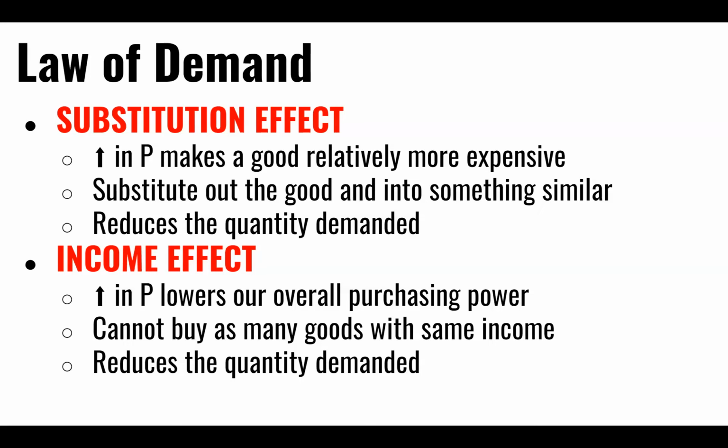There's also this income effect. As the price rises, our overall purchasing power is diminishing. I can't buy as many goods as before because the price rising has made me poorer in real terms. And so when the price rises, the quantity demanded decreases because I simply can't purchase as many as I could before. Both of these effects are causing the demand curve to have this downward slope.